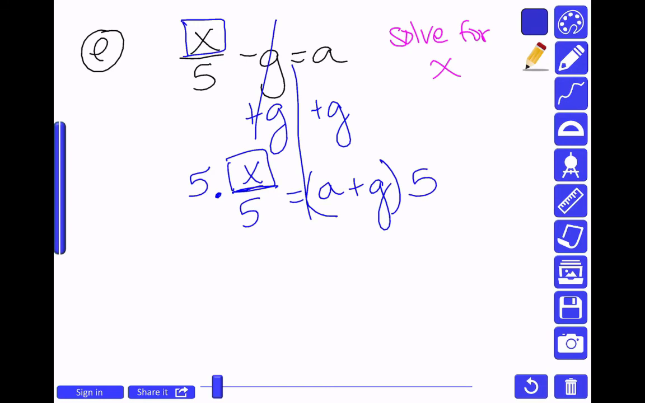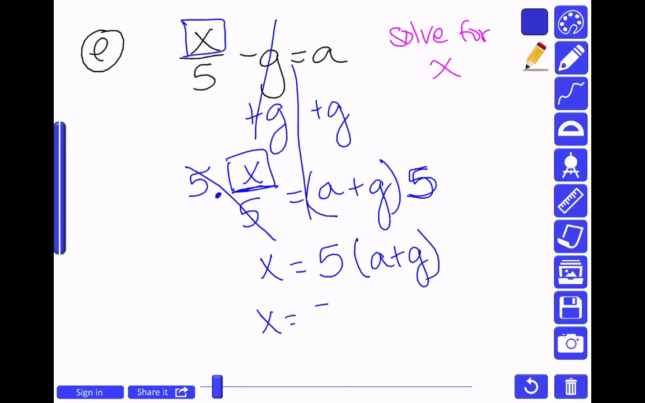Again, I want to multiply by the entire expression on the right side. 5 over 5 is 1, so I have x equals, I'm going to move the 5 to the front, because that makes more sense to me. So 5 times (a plus g). And again, you could simplify this to be 5a plus 5g. But either of these would be correct when you're solving for x.